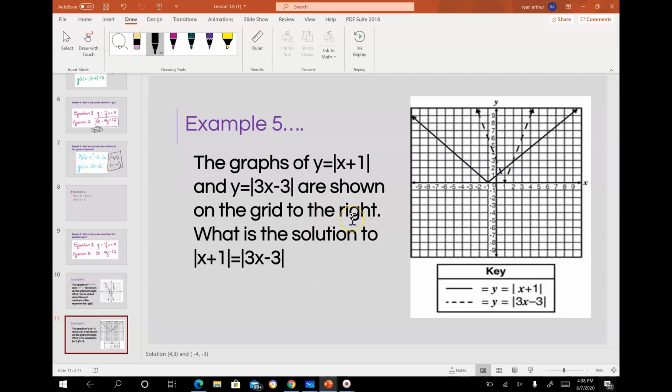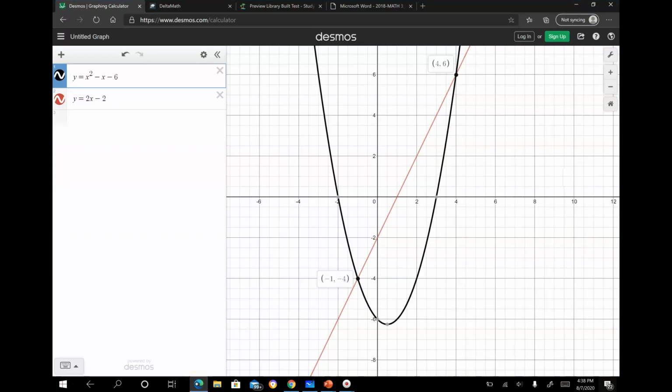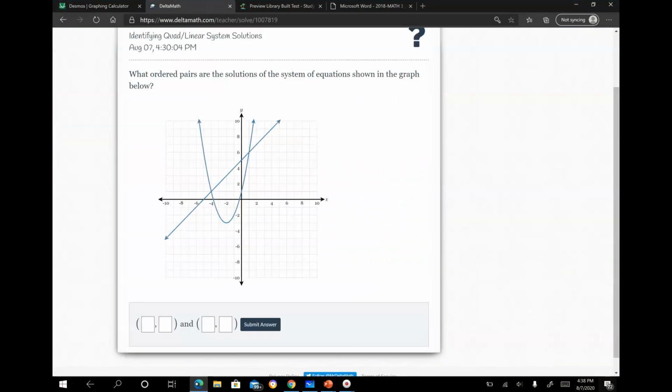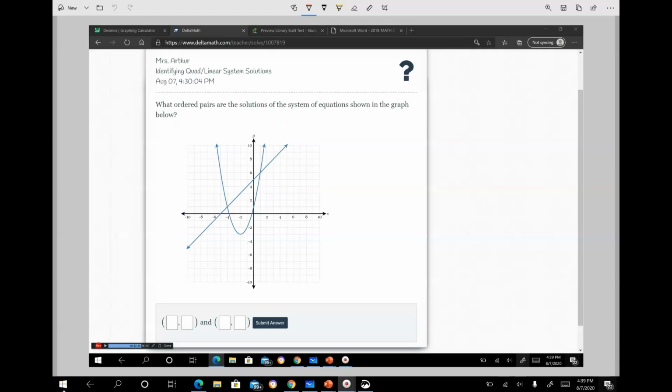All right. So now I also want to do some questions you're going to see on the EOC or Study Allen or Delta Math. So here's a screenshot of a Delta Math that you would see, and it says, what ordered pairs are the solutions of the system of equations shown in the graph below?